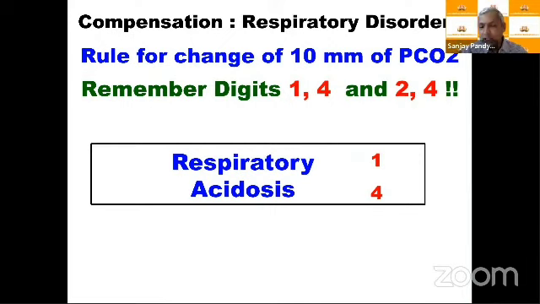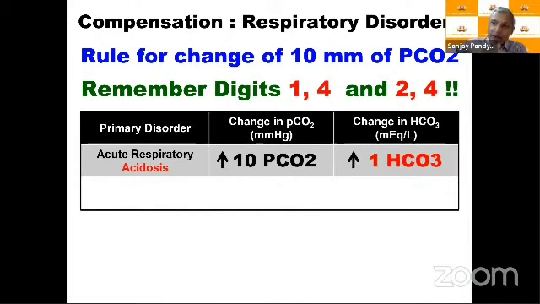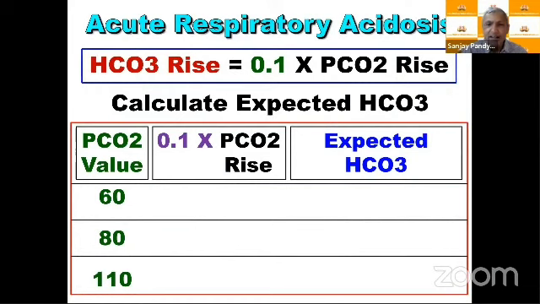If we look at acute respiratory acidosis, with every increase of 10 mm Hg PCO2, how much will be the rise in bicarbonate? The answer is that it is only 1. So out of 1,4, in acute respiratory acidosis we have the 1 formula. Suppose the patient has sudden onset respiratory acidosis and the PCO2 value is 60. What will be the expected value of bicarbonate? How much will be the rise in bicarbonate?